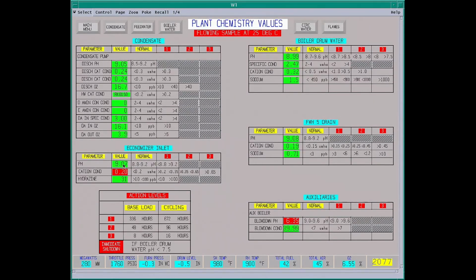Economizer inlet, you have your pH, cat conductivity. Again, all the boiler water chemicals have been stripped out. It's just looking for any anions. Hydrazine, this is the oxygen scavenger being fed in.